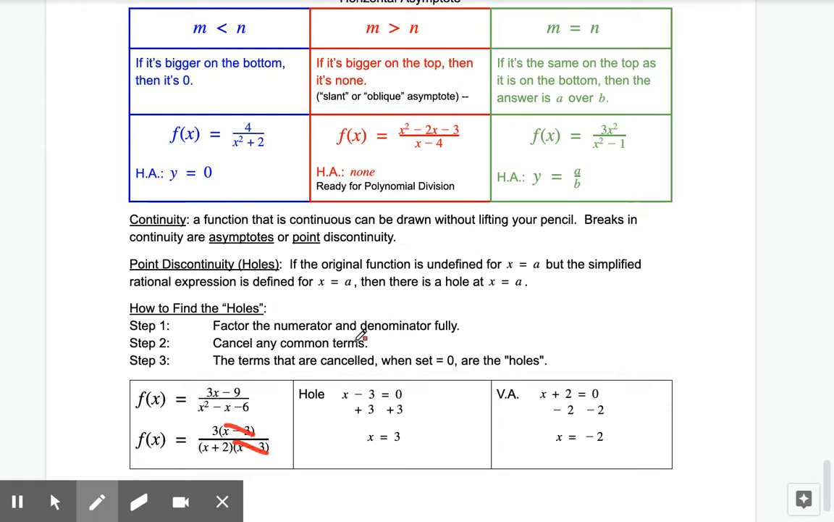Now you cancel any common terms. So that's what we did. X minus 3, those are canceled. The terms that have been canceled, when set equal to 0, are the holes. So we've only had one, x minus 3. To find the hole, we say x minus 3 equals 0, add 3 to both sides, and we get a hole at x equals 3. Now, in the denominator, we still have a vertical asymptote, and that's going to be wherever that's equal to 0. So we say x plus 2 equals 0, subtract 2 from both sides, and we get x is equal to negative 2. And we can take a look at what that graph looks like.